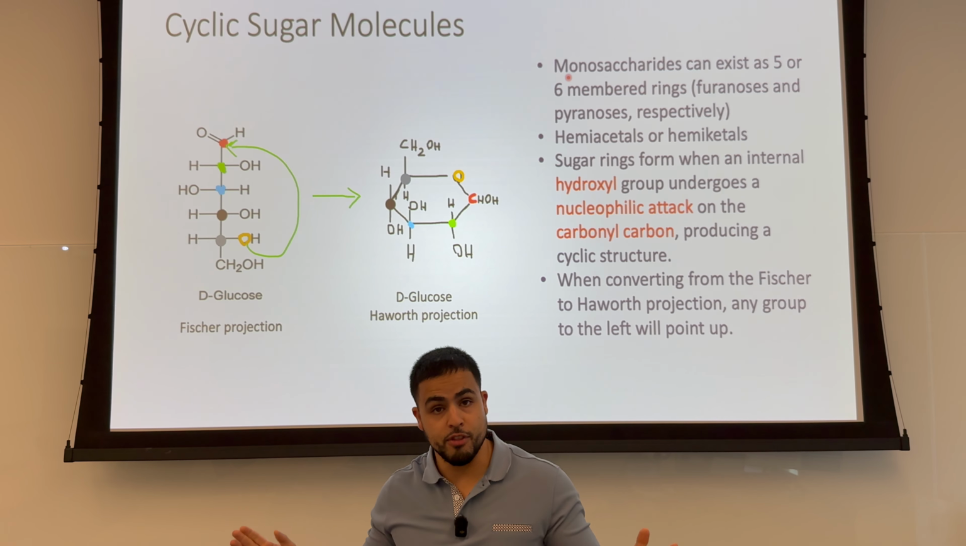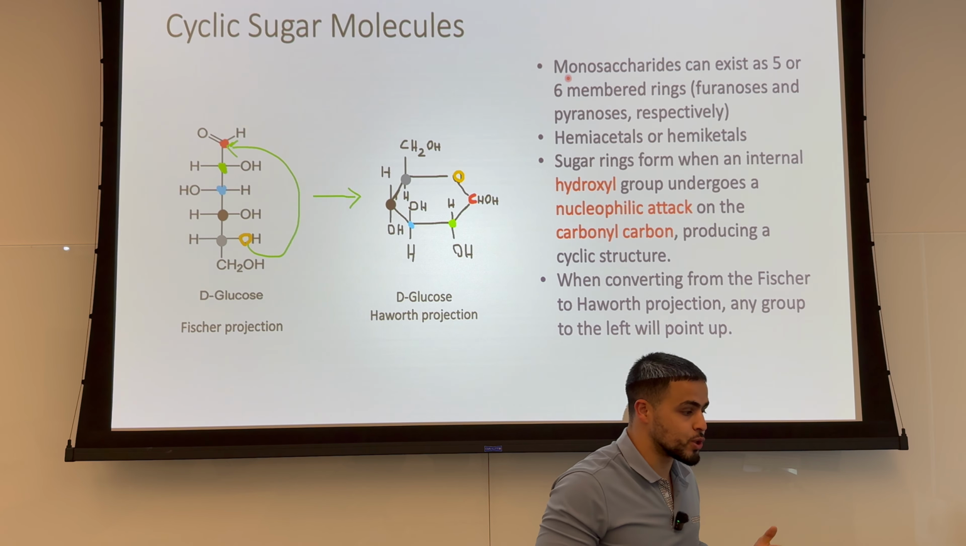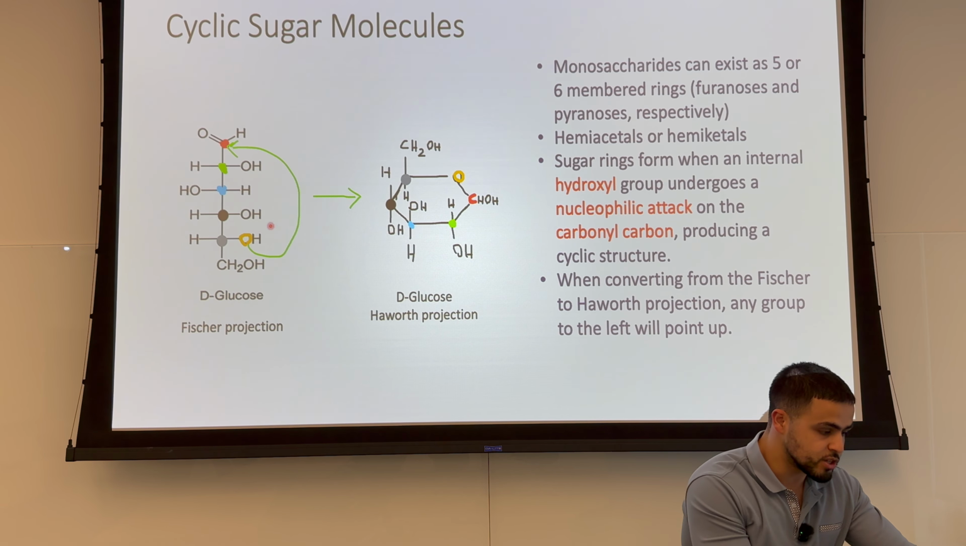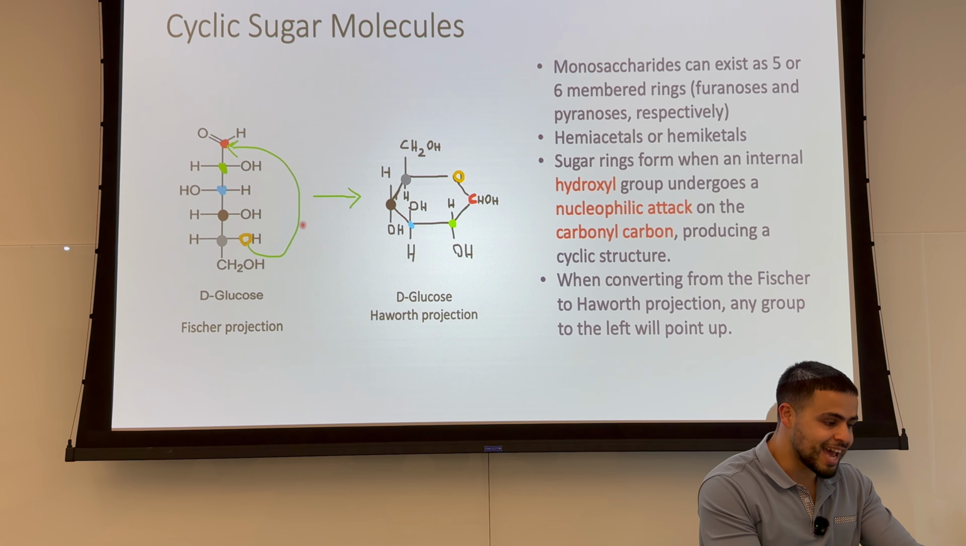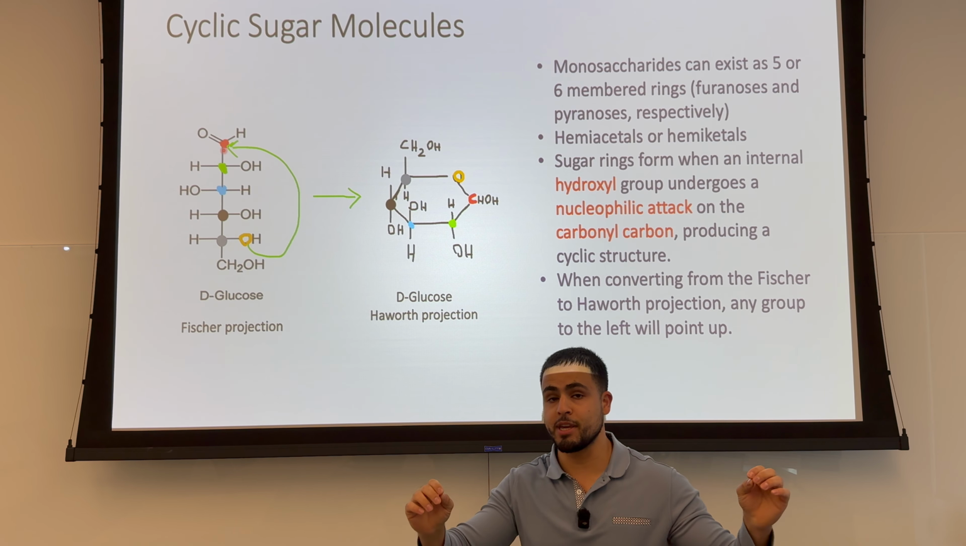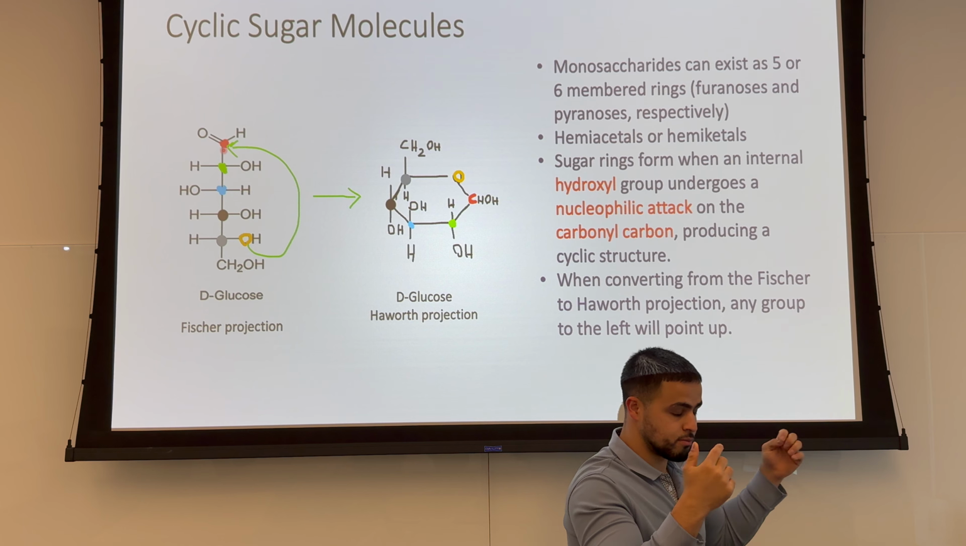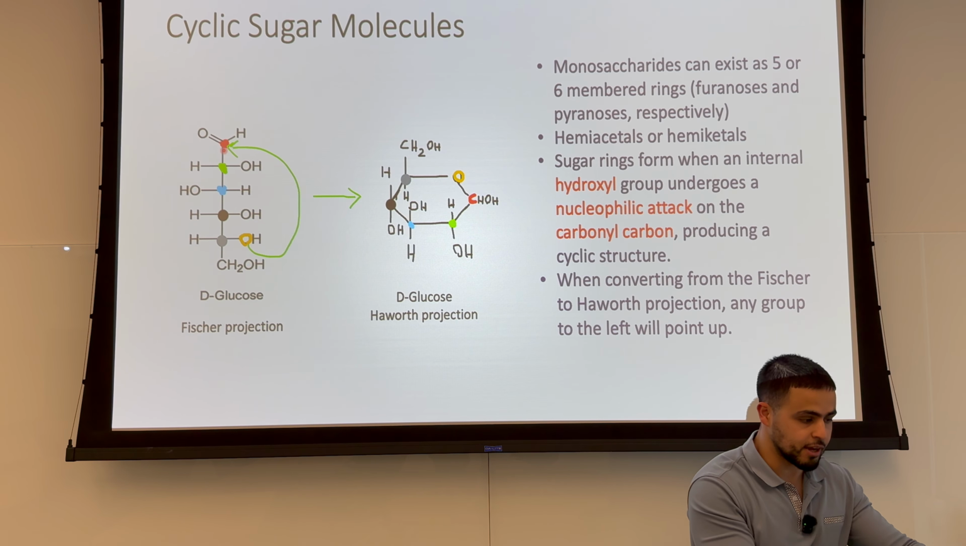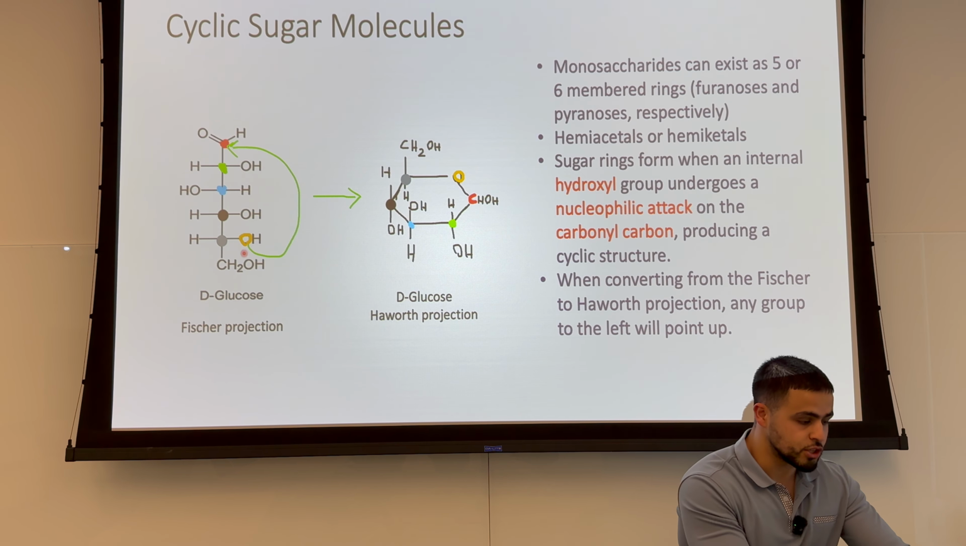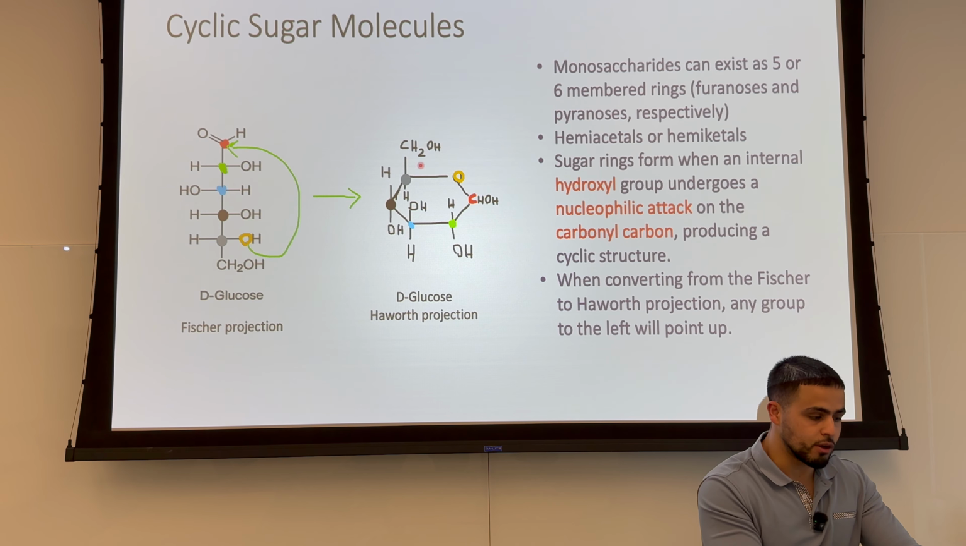Well, that carbon of the carbonyl group is an electrophile. So you can have a nucleophilic attack where this very last hydroxyl group attacks the carbonyl carbon, or in the case of fructose, for example, it'll be a carbonyl carbon that's part of the ketone functional group. In this case, it's an aldehyde functional group. In either case, you're going to get a cyclic ring over here.